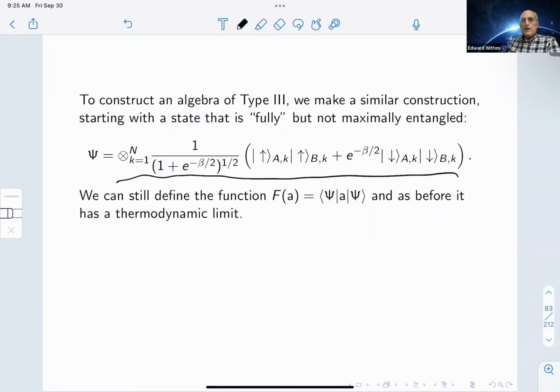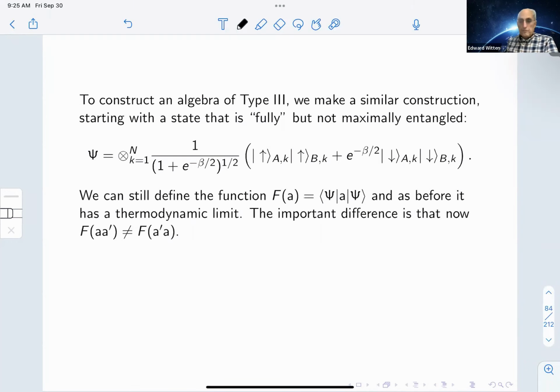We can still define the function f of A, and as before, it has a thermodynamic limit. And we can use that to define an infinite algebra following the same steps as before. The important difference is that now f of A prime is not equal to f of A prime because the density matrix is not equal to a scalar, not equal to a multiple of the identity.